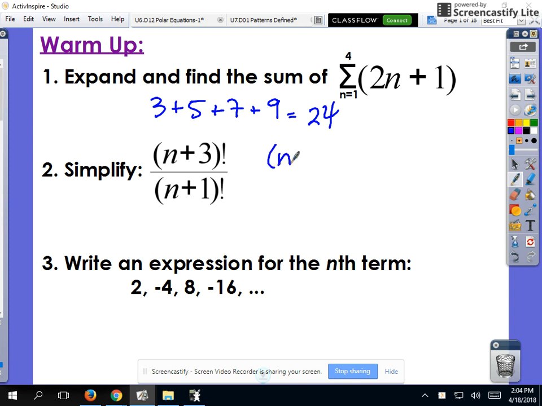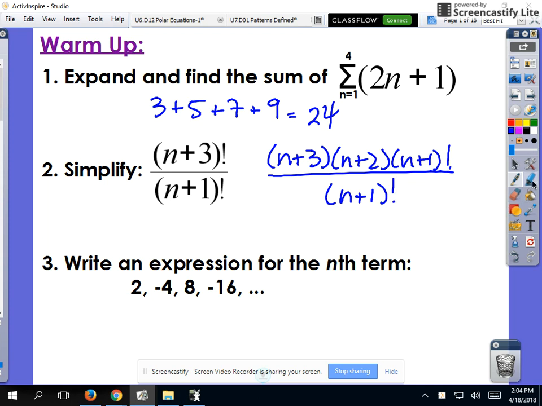You should have put n plus 3, then n plus 2, and then n plus 1, and that's where we match the denominator, so we can cancel those guys out. Let's use red. So my final answer is n squared plus 5n plus 6 is what that multiplies out to be.